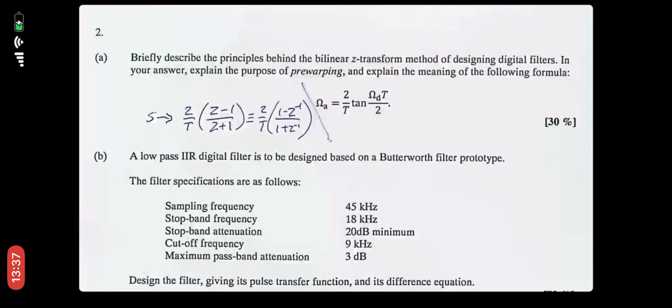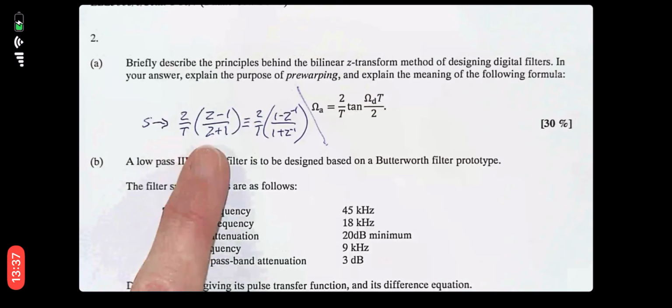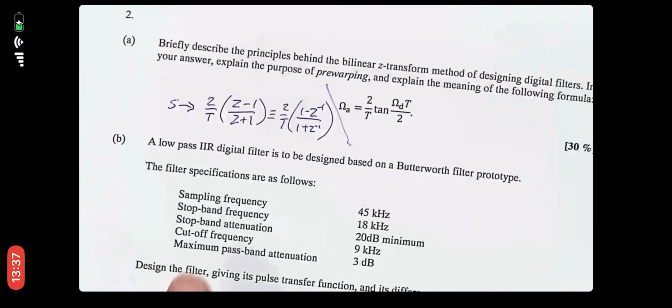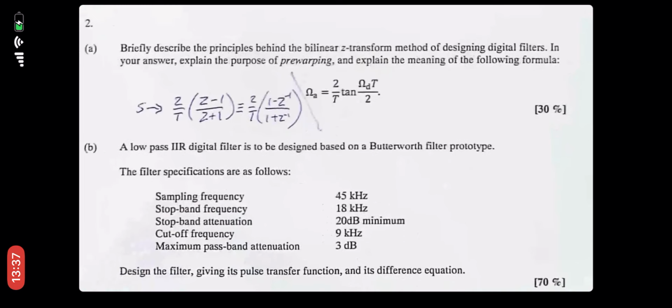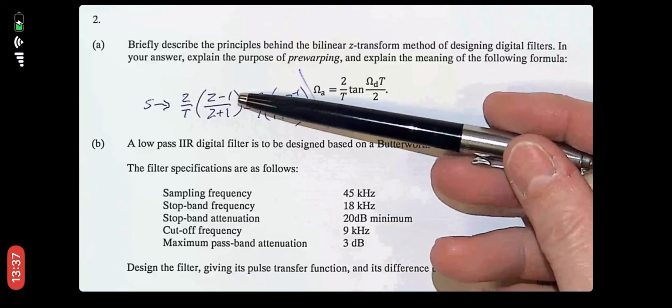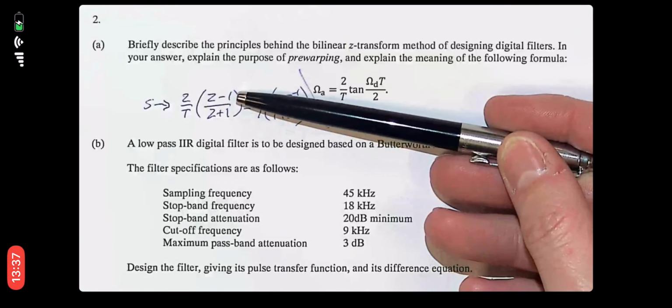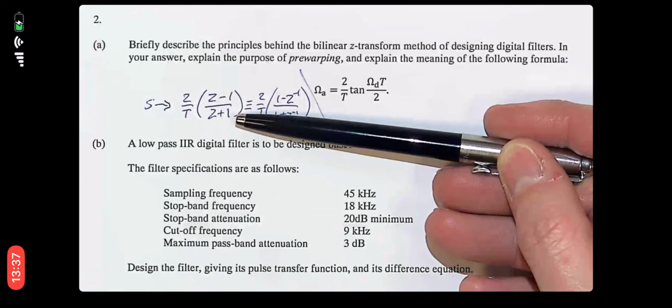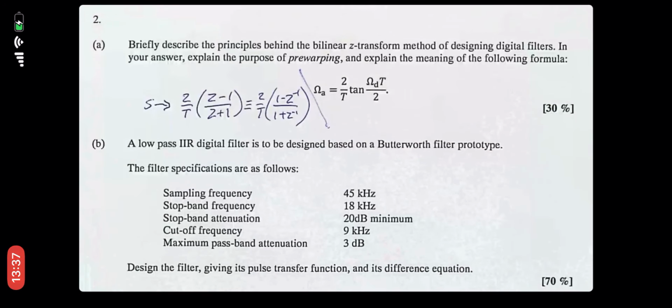So you design an analog filter in the S domain, and then you convert it into a digital filter in the Z domain by using this bilinear transform. It's called bilinear because there are sort of two linear bits to it. It's a division of one linear formula divided by another. In itself, this transform is not a linear transform, it's a bilinear transform.